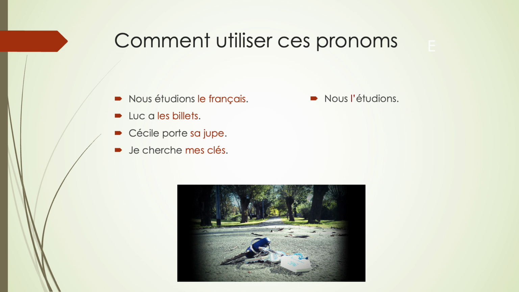Let's look at another example. Luc a les billets. Les billets comes right after a. So, les billets is the direct object. Luc has the tickets. So, if we wanted to say Luc has them instead of Luc has the tickets, we would replace les billets with the pronoun les. And we would put les before the verb. So, it'd be Luc les a. So, les is replacing les billets. Luc les a. Luc has them.